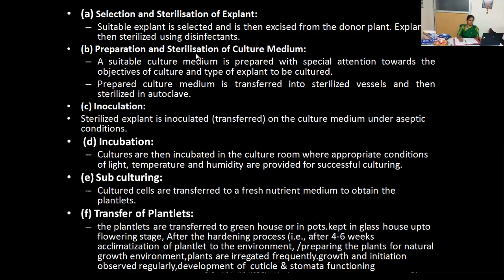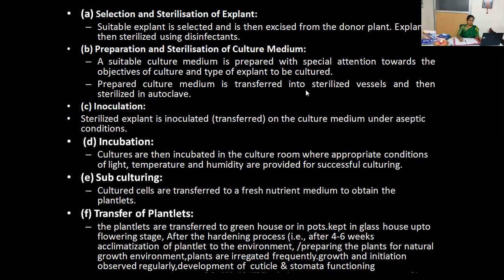Then second, preparation and sterilization of the culture medium. A suitable culture medium is prepared with special attention to the objectives of the culture and the type of explant to be cultured. Objectives of the culture means whether you want to regenerate the explant for shoot, or root regeneration, or callus formation, or both root and shoot together. That is your objective. Based on that objective, one designs the tissue culture nutrient medium.